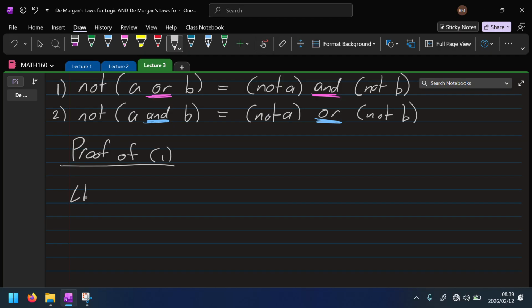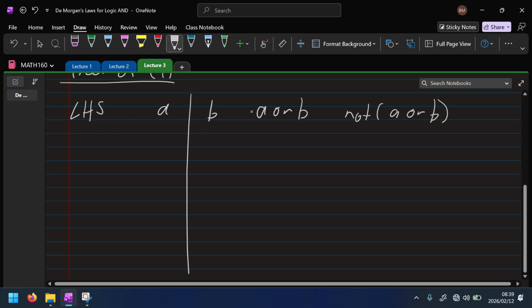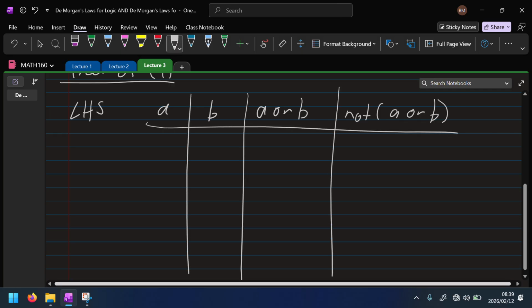Okay, so let's start with the left-hand side. We've got A, B, A or B, which we can make its own column. And then finally, not A or B, we can make that the last column. So we set it up. We've got two variables, so we're going to have 4 rows to deal with. Let's write this: true, true, false, false, true, false, true, false. Same as we did last time.